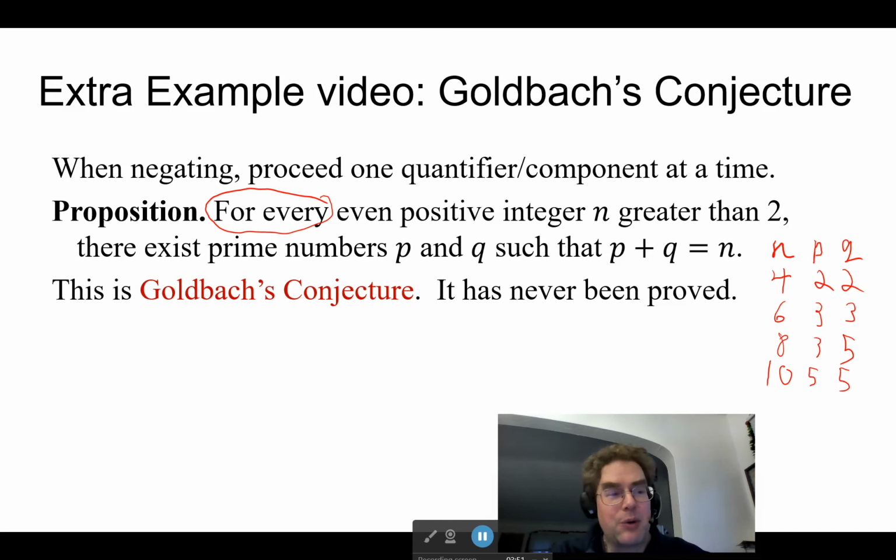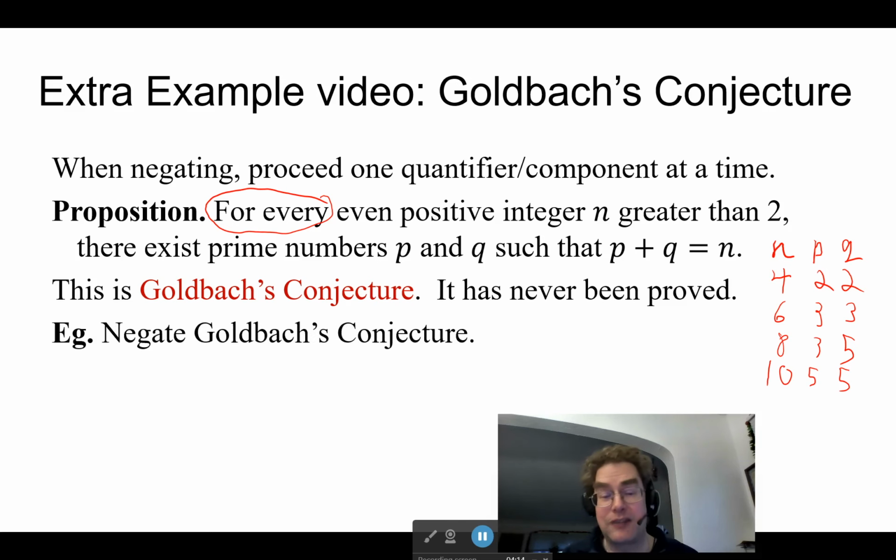So let's suppose that you wanted to become famous, and to obtain your fame, you are actually going to try to disprove Goldbach's conjecture. It would be a shocking, unexpected result that would catapult you instantly to fame if you could do it. Well, if you wanted to disprove Goldbach's conjecture, that means you would have to prove its negation. And that means you are going to need to negate it. So let's negate Goldbach's conjecture.